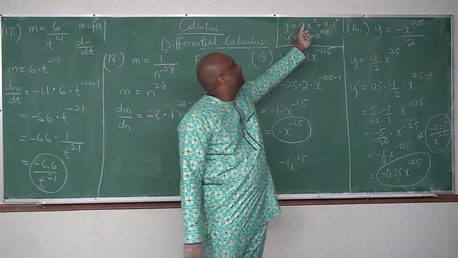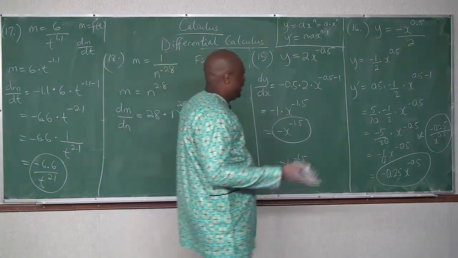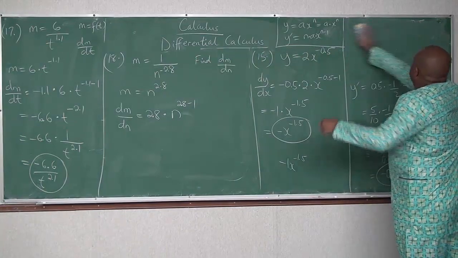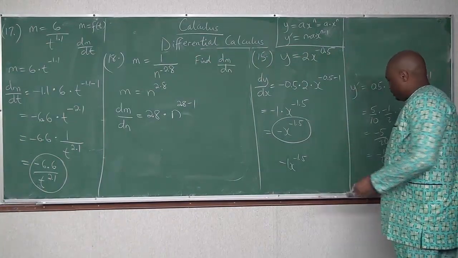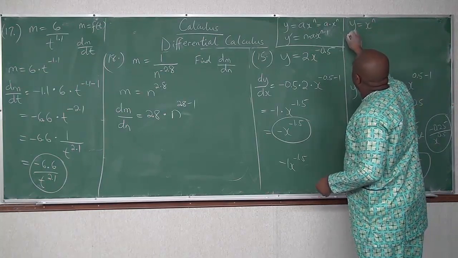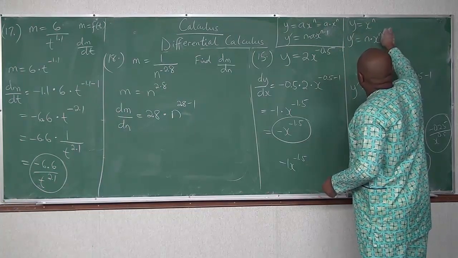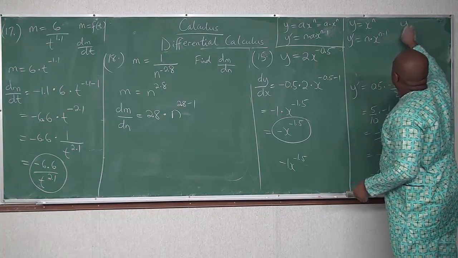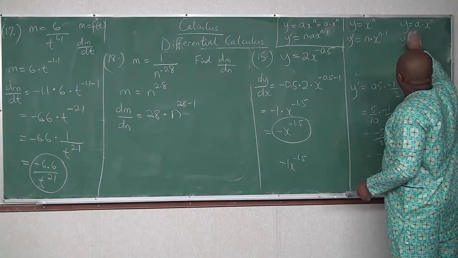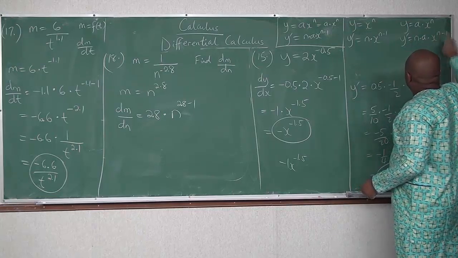So even if you don't have a, let me just write it here. Even if you don't have a, that's fine. You still write it well. If you have y equal to x exponent n, then y prime will be n times x exponent n minus 1. If you have y equal to a times x exponent n, then y prime will be n times a times x exponent n minus 1.